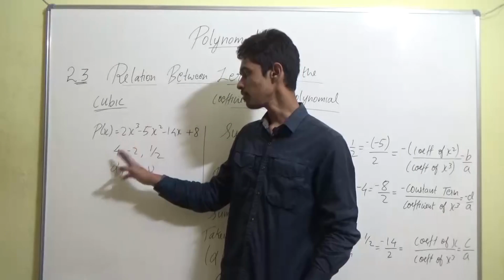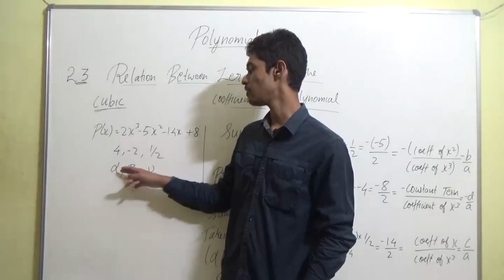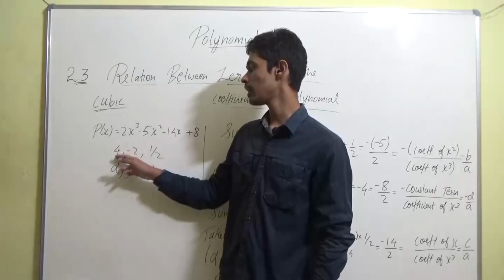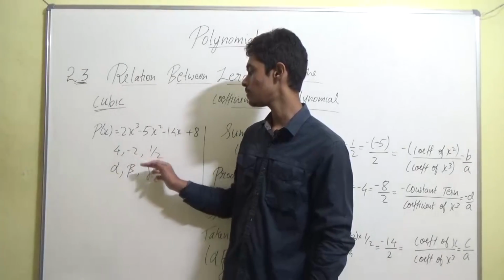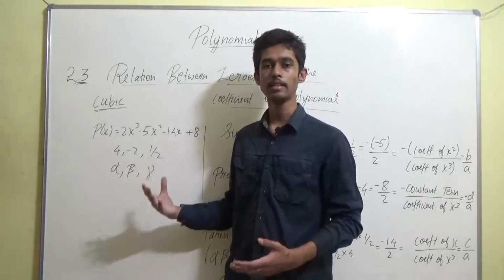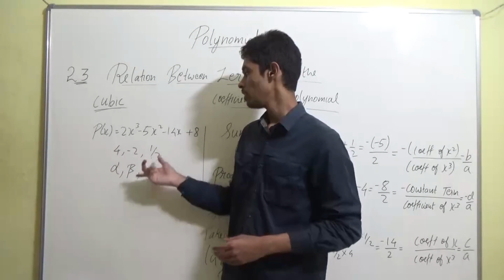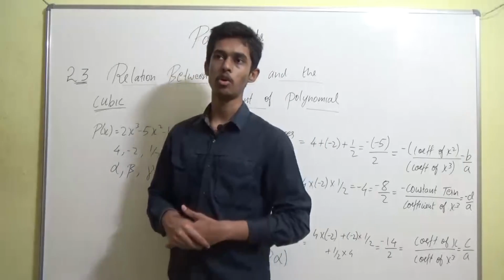So this we can say as alpha, beta and gamma. If you take this as alpha, this as beta, this will become gamma. It can be anything, they're arbitrary variables. So these are the three zeros of the polynomial.